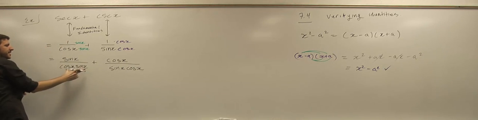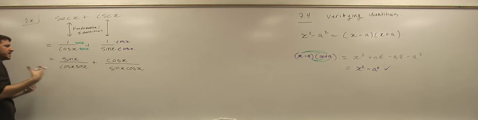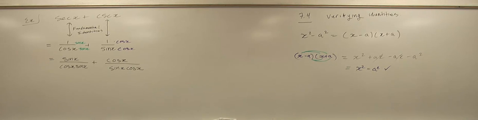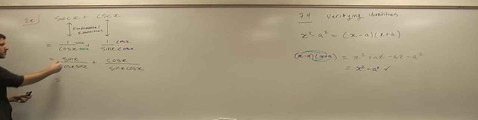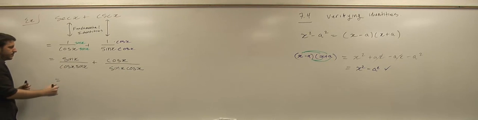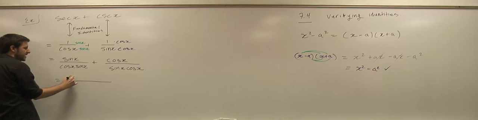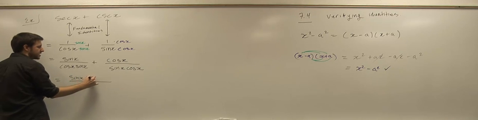Then they have the same denominator. Cos x sine x and sine x cos x are the same thing. So now that we have the same denominator, we can combine these. What would we get when we combine these? Sine x, you add the numerators. Sine x plus cos x.